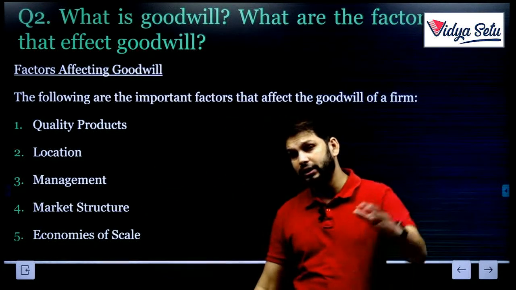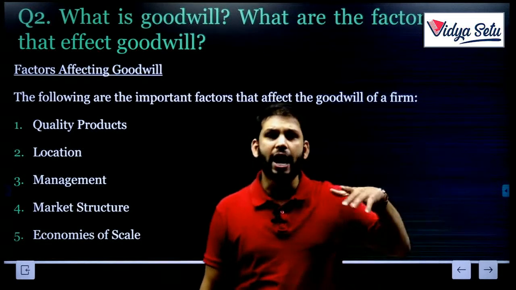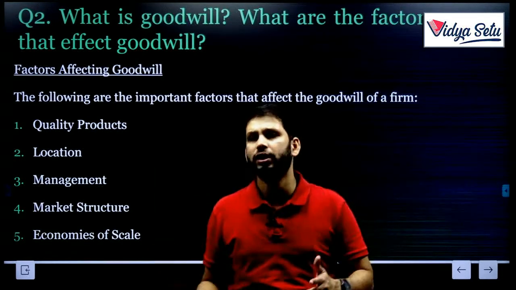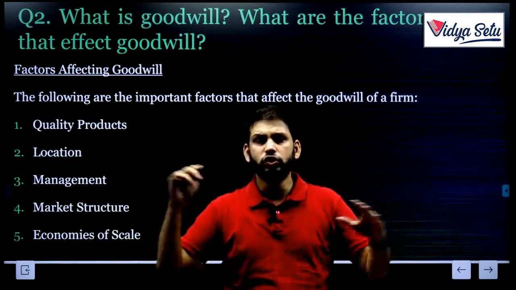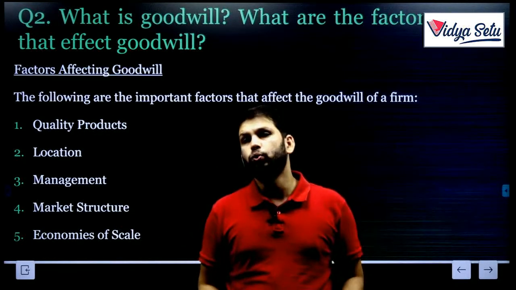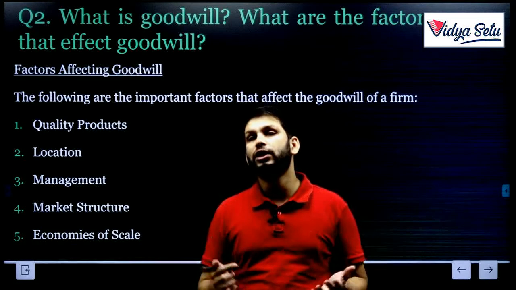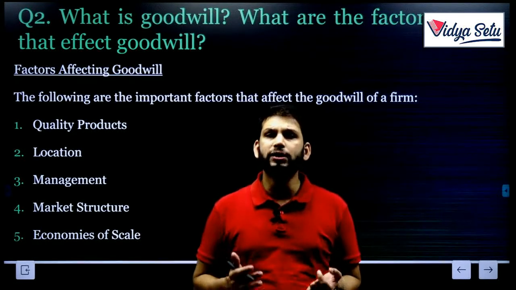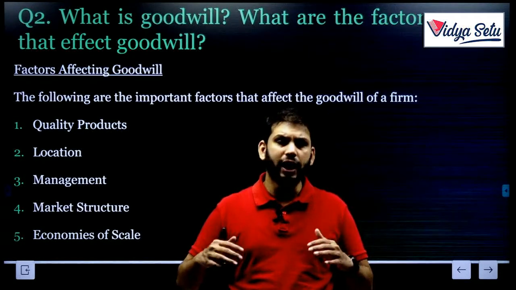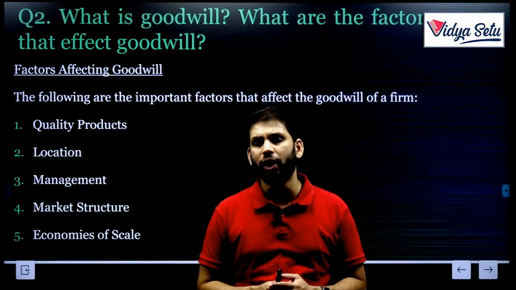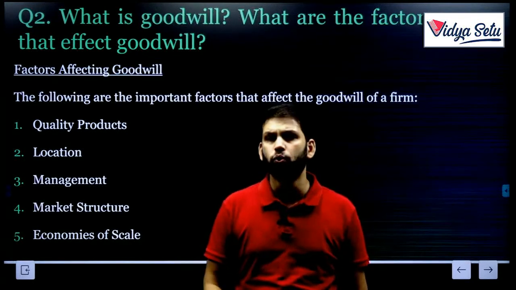Second is location. Let's say the firm is situated at Connaught Place or at Nariman Point. These are the superb places in Delhi or Mumbai, okay? So if the firm is situated there, then obviously the goodwill will be higher. You all must be knowing the 5-star hotels, they generally tend to be situated at the poshest localities. Why? Because they'll enjoy greater goodwill over there.